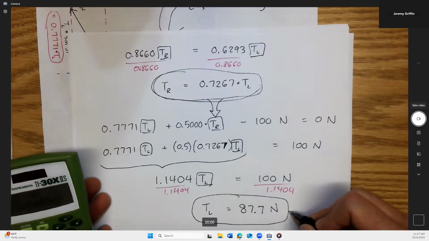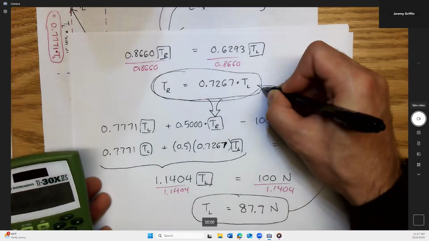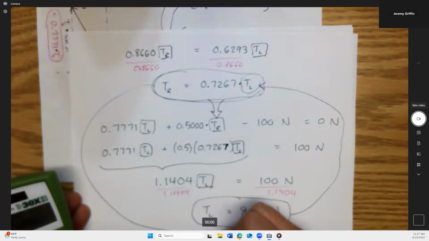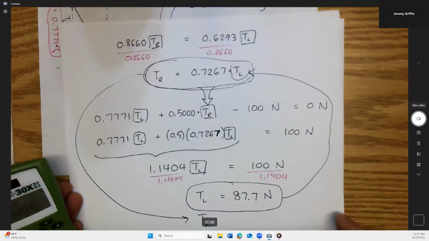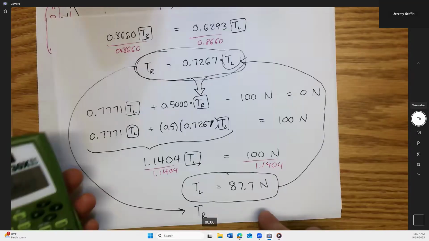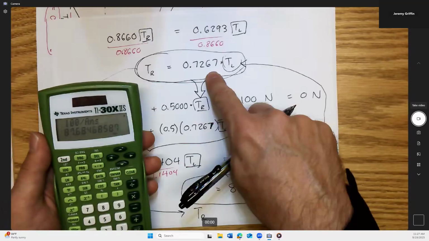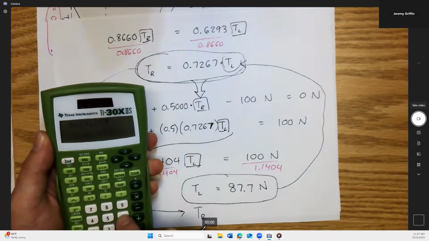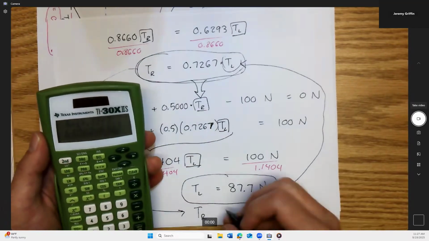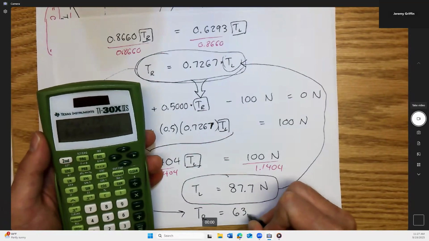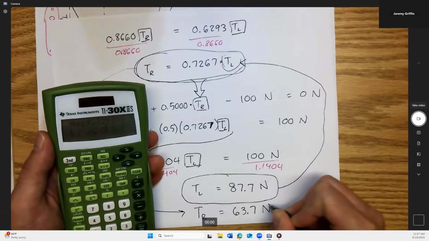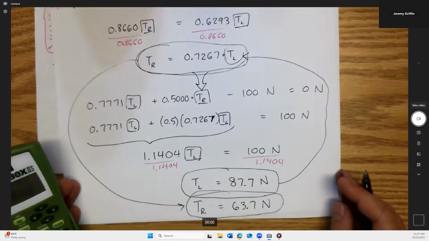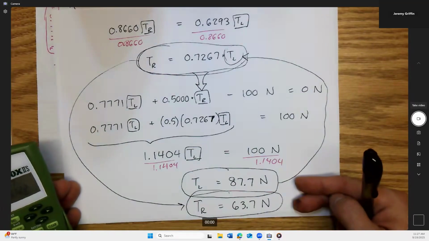Hey! Can I take this and plug it in right there, and then get my tension on the right side? Just substitute back there. So if I take that and multiply it by 72%, so times 0.7267, I'm getting the tension on the right side is 63.7 newtons. Aha! So now I have both tensions. 87 newtons, 63 newtons.